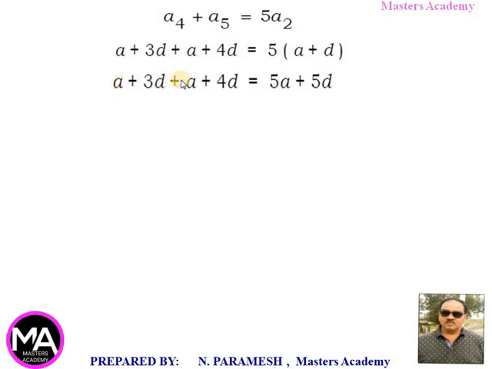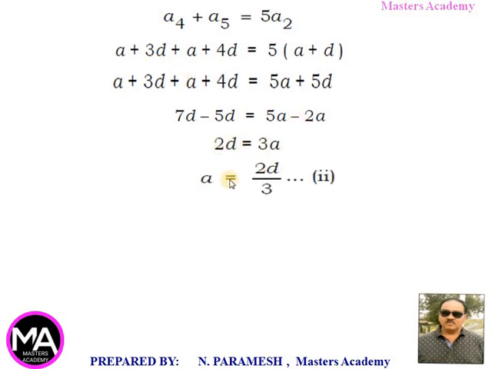a plus 3d plus a plus 4d is equal to 5a plus 5d. 7d minus 5d is equal to 5a minus 2a. 2d is equal to 3a. a is equal to 2d by 3. Call this as equation 2.